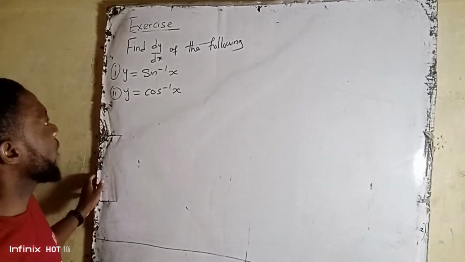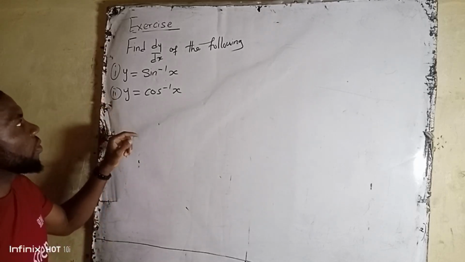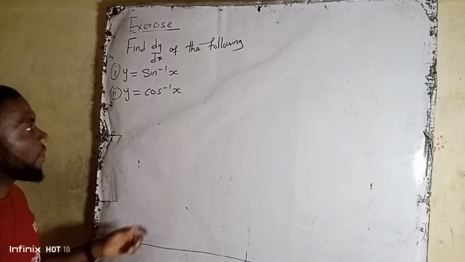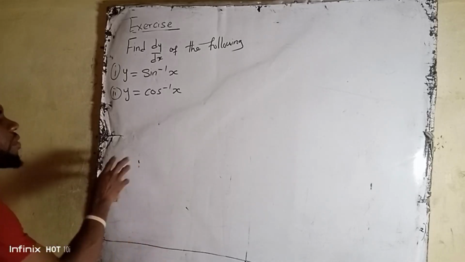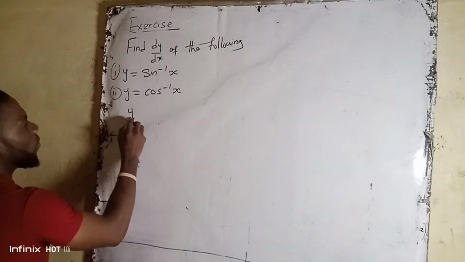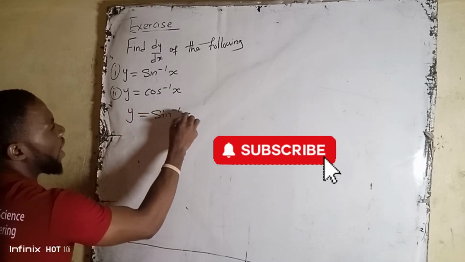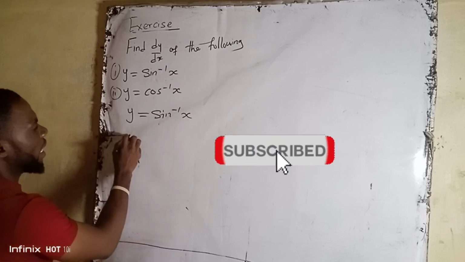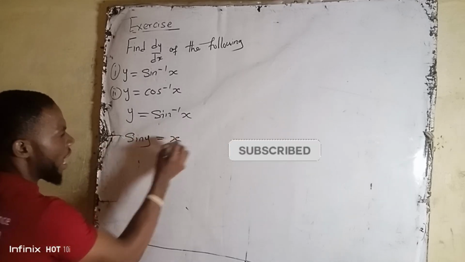Solve an exercise that says find dy/dx of y equals sine inverse of x and cos inverse of x. So this is an inverse of a trig function. For us to solve this, we need to understand that y equals sine inverse of x is the same as sine y equals x.